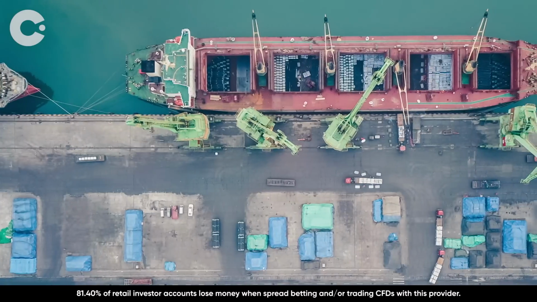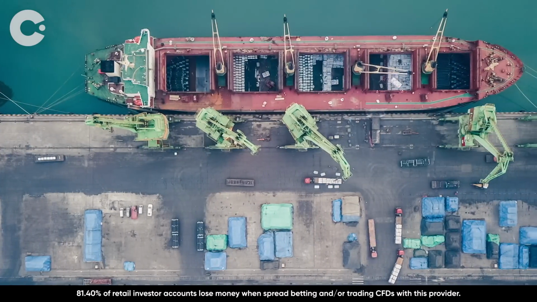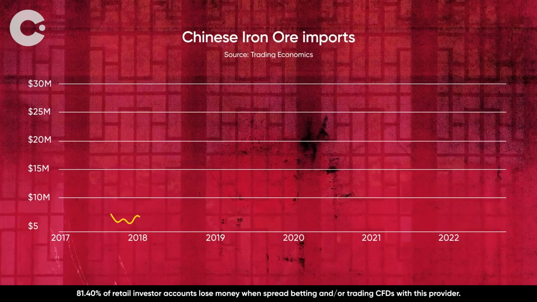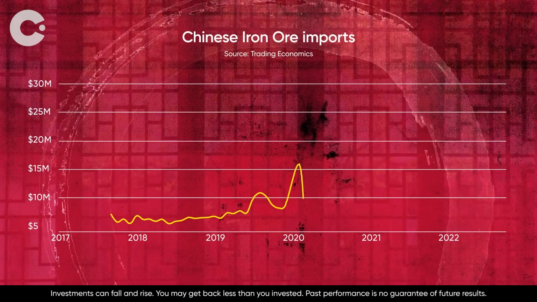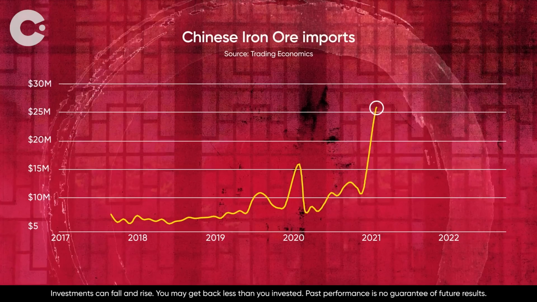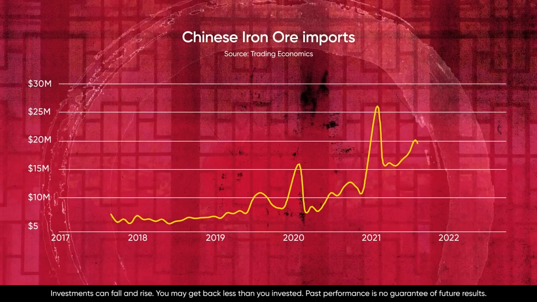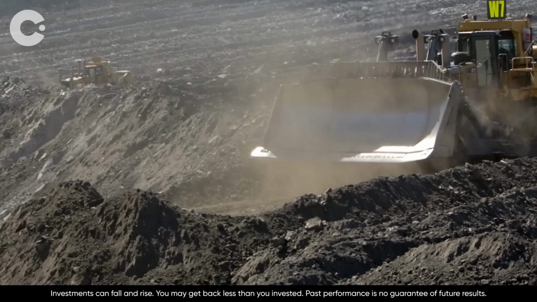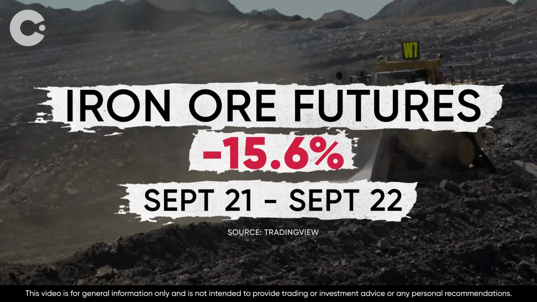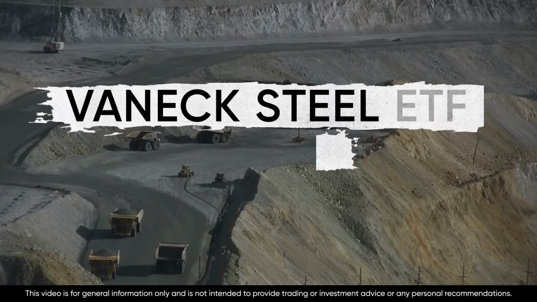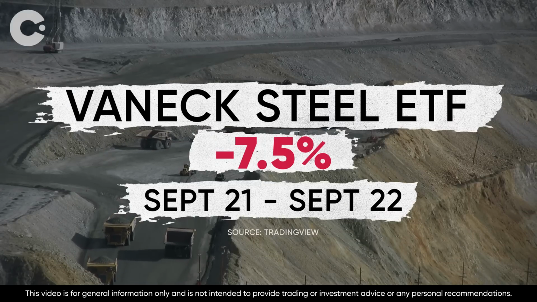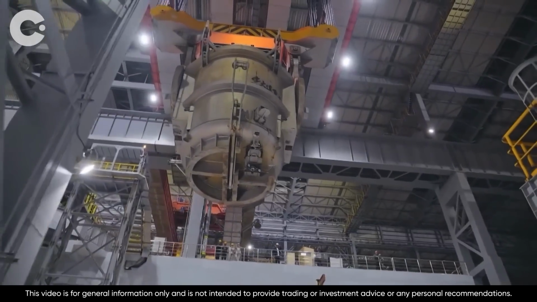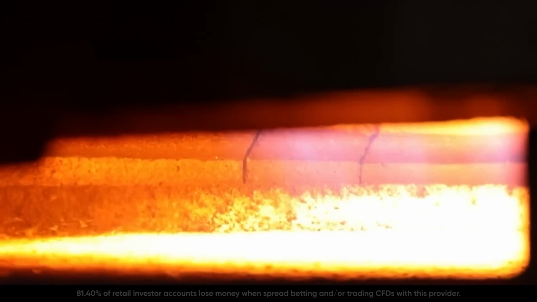To make steel, you need iron ore, and China imports enough iron ore to produce 10 times more steel than its nearest rival, India. That continued into 2021 as iron ore imports rose in line with the pandemic recovery. But as China's real estate sector started to cool, it began to wind back its production of steel, and their iron ore imports more than halved. Iron ore futures dropped 15% over the last 12 months, and the Van Eck ETF, which tracks the price of steel, fell over 7%.